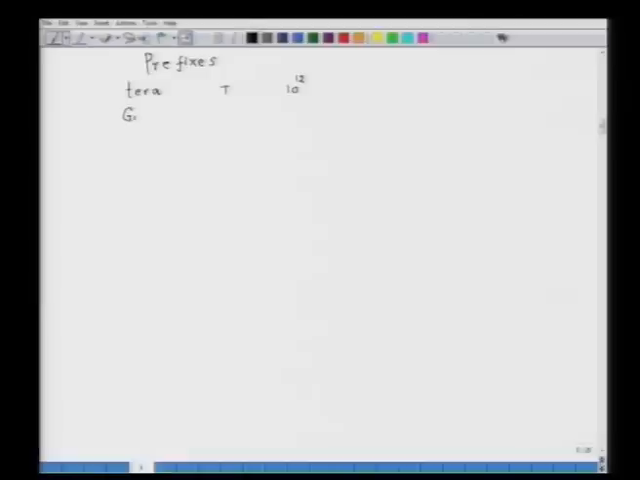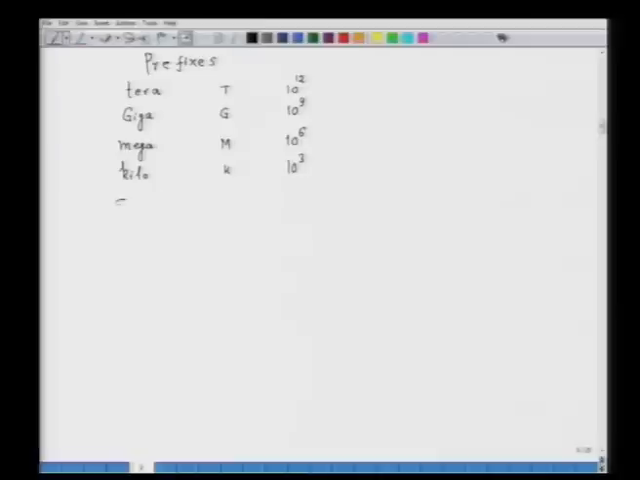Giga is G and its value is 10 to the power 9. Mega is M, this is 10 to the power 6. Kilo, well all of you know kilo, I do not need to say. K, it is 10 to the power 3.